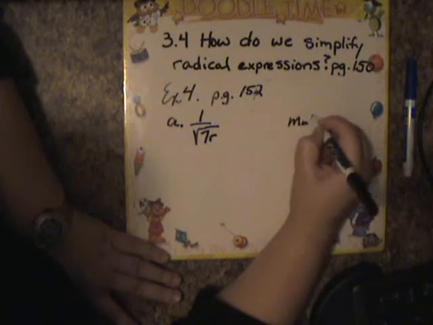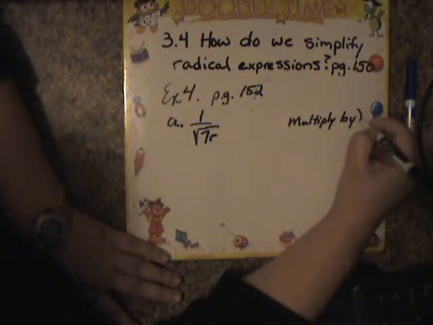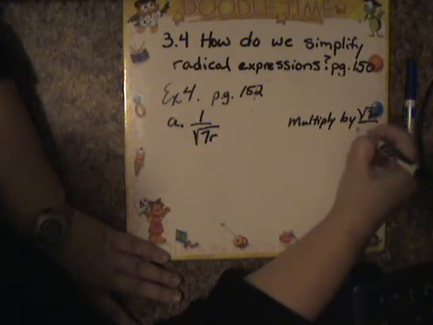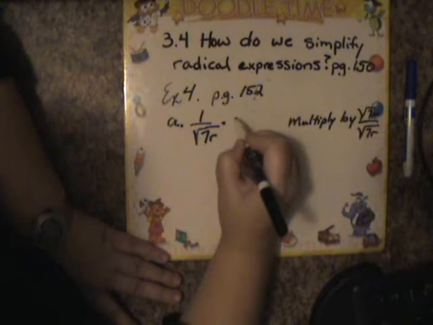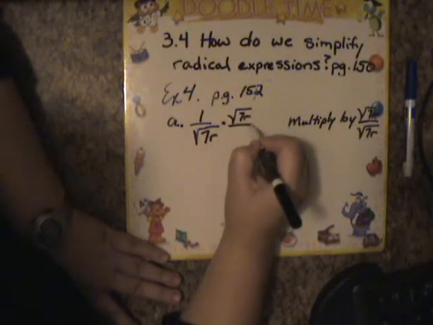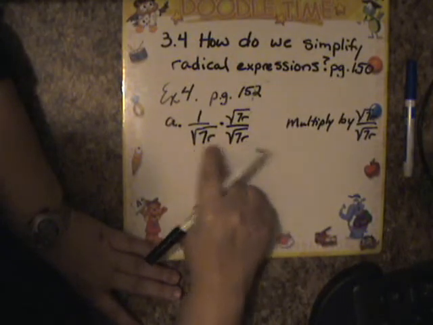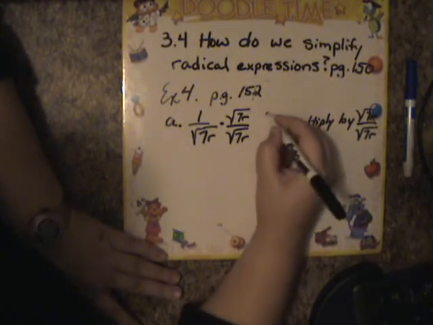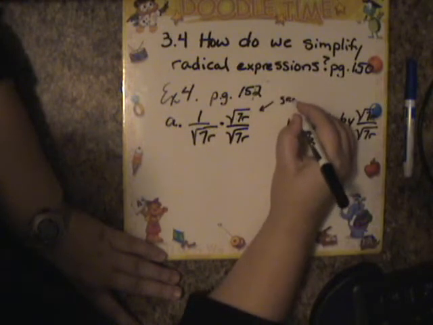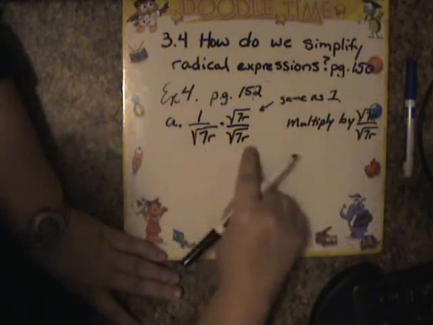So I'm going to multiply by the square root of 7r over the square root of 7r. So here I do square root of 7r over the square root of 7r. So whatever's in your denominator, multiply it, because this is the same as 1. It's the same as a 1. So let's see what happens.